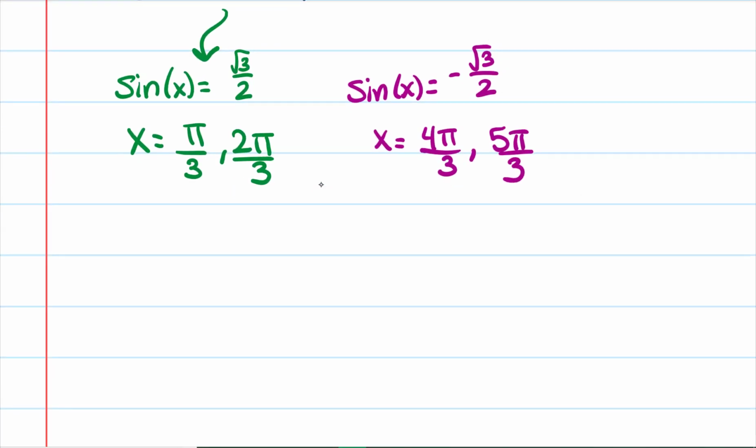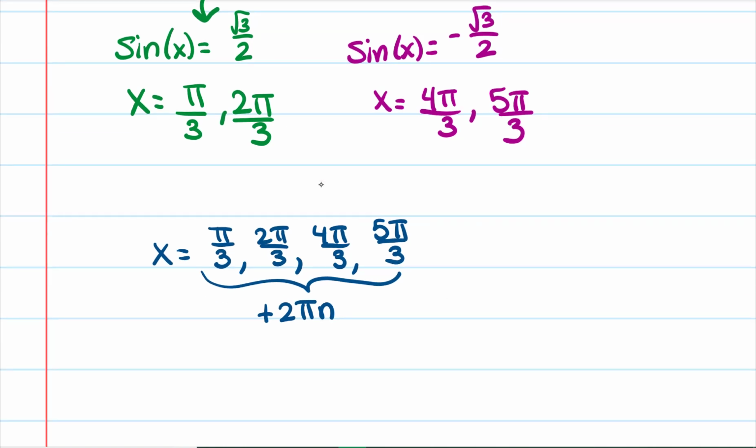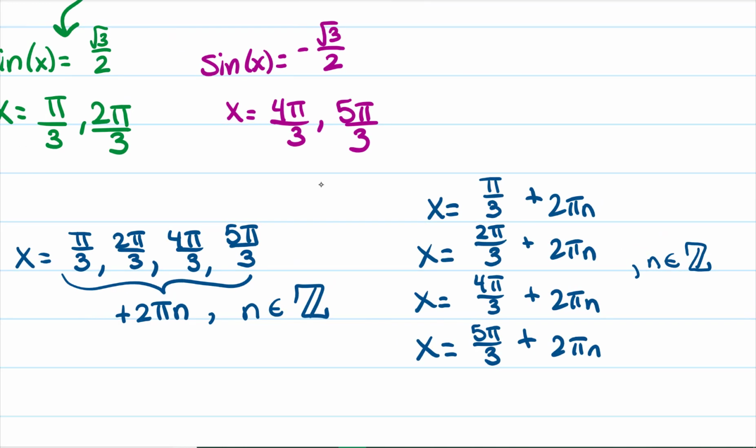And so now we just have to write our final answer, which is going to be x is equal to pi over 3, 2 pi over 3, 4 pi over 3, and 5 pi over 3. And then for all of these, plus 2 pi n, because there's an infinite amount of solutions where n comes from the integers. If you want to write every single one with a plus 2 pi n, that's okay, and it would look something like this. However, if you do not, you can write it the first way as long as you have this plus 2 pi n where n is an integer.